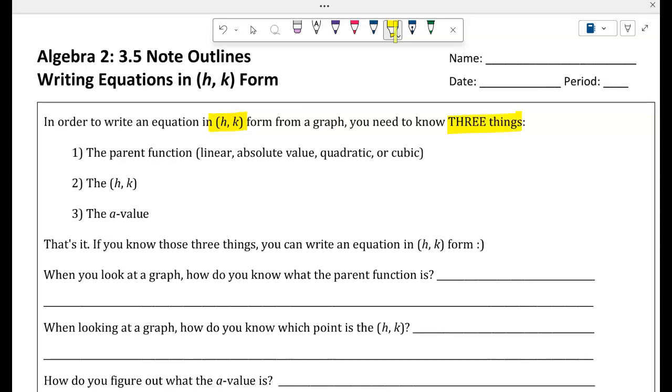First, identify the parent function. Is it a line, a V shape, which we call the absolute value, a quadratic, or a cubic? Then next, we want to identify the HK. Now we want to identify the A value, which is the front number, the leading coefficient. That's it. If you know those three things, you can write an equation in HK form.